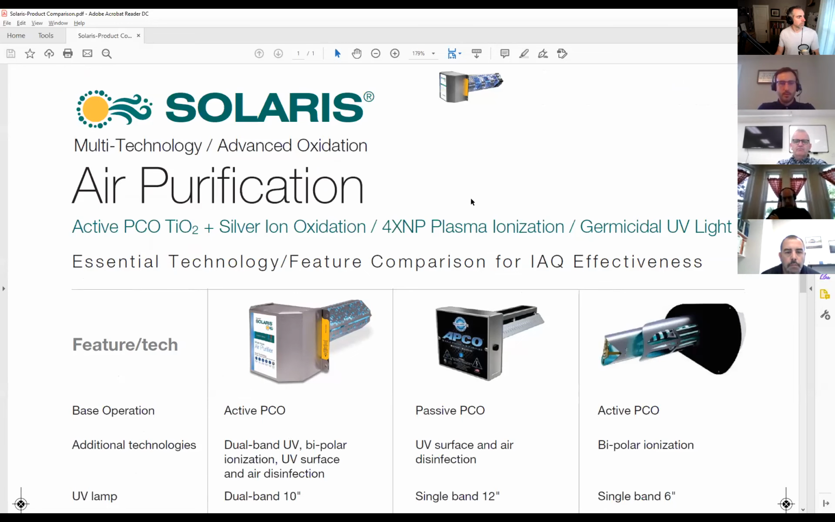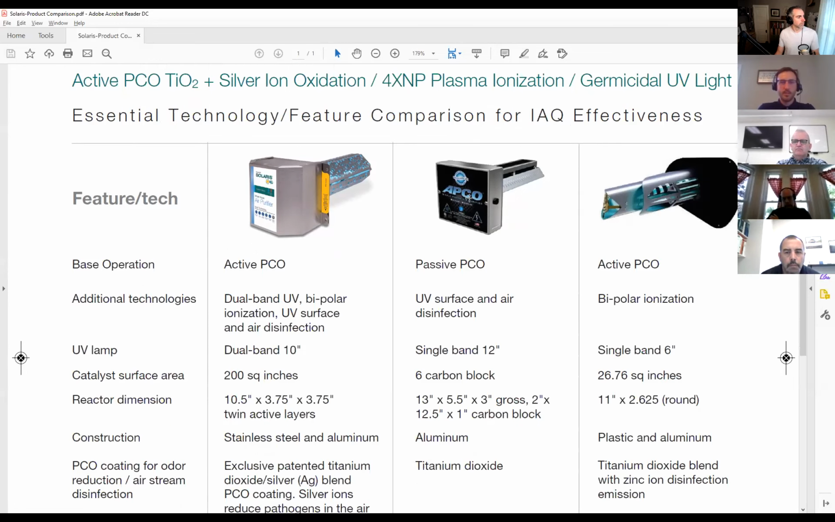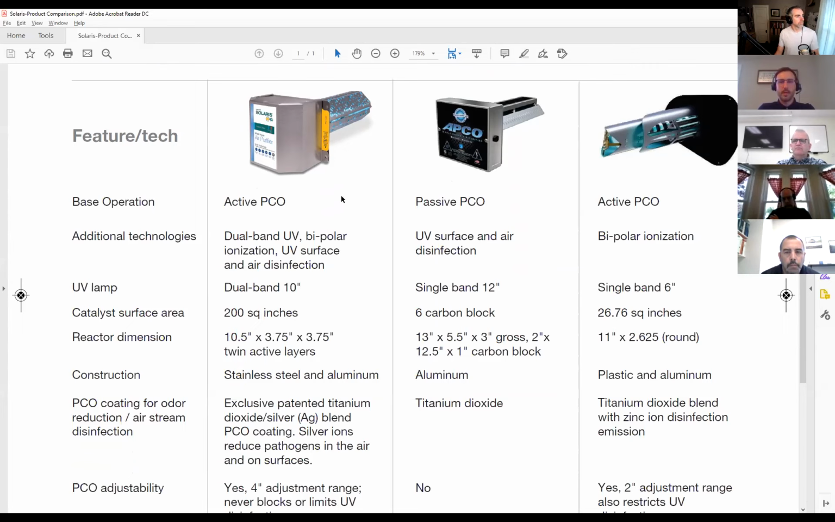I'll scroll down a little bit, and we'll look at the base operation. Ours is on the far left, theirs is on the far right. You'll see APCO in the middle there. I'll send you guys this comparison sheet as well. If you want to look at the APCO, you can. Theirs isn't much of a competition between ours and the Remy Halo, so we tend not to really talk about that too much. But as far as the base operation goes between the two, we both have active PCO, which means both of these products do emit a little bit of ozone.